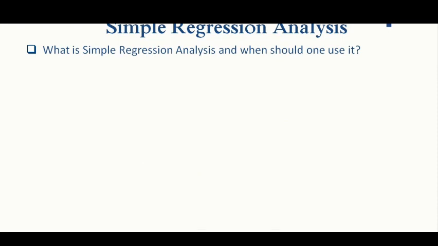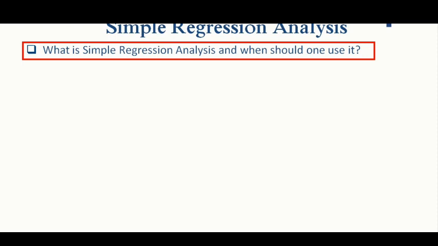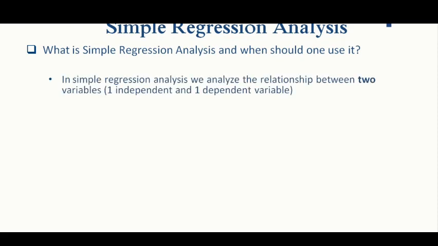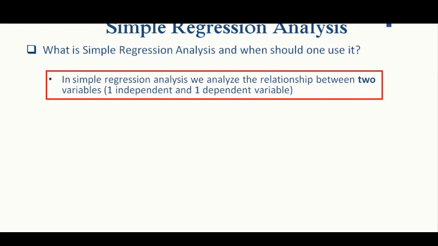So, we will first see what is simple regression analysis and when one should use it. The objective of regression analysis is the formulation and determination of the dependent variable given the value of the independent variable. So, in simple regression analysis, we analyze the relationship between two variables. One of them is known as independent and the other as dependent. Now, the roles the two variables play as dependent and independent depend upon the context. If we feel that the systolic blood pressure varies with age, then systolic blood pressure becomes the dependent variable and age is known as the independent variable.